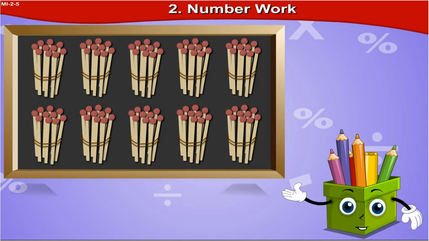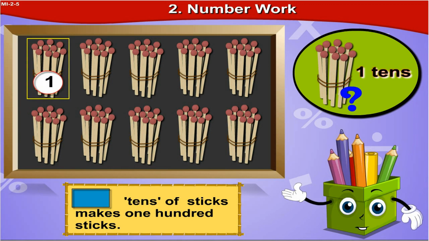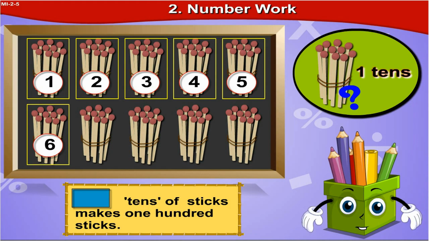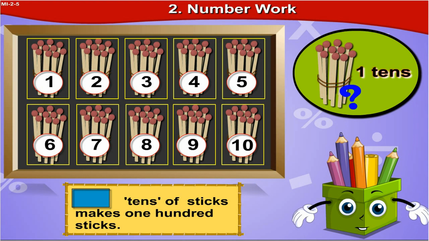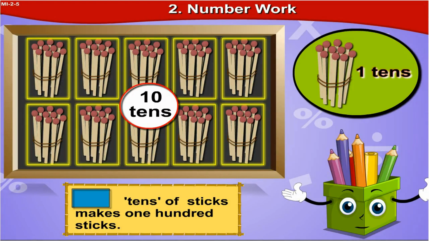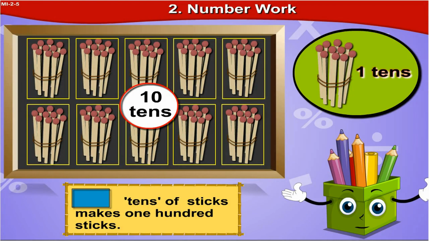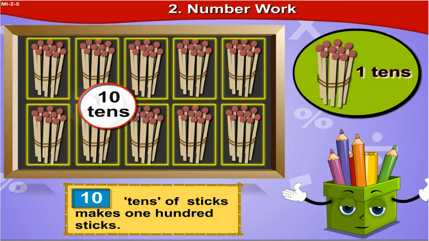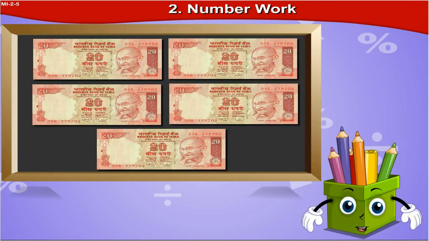If you notice this picture, each bundle has 10 sticks. Now let us count the number of bundles. 1, 2, 3, 4, 5, 6, 7, 8, 9, 10. So there are 10 bundles of sticks, and each bundle has 10 sticks. So what will you write in the box? Yes, 10. 10 tens of sticks make 100 sticks.